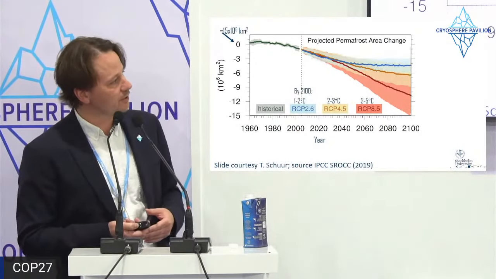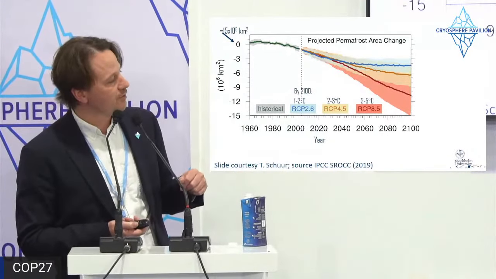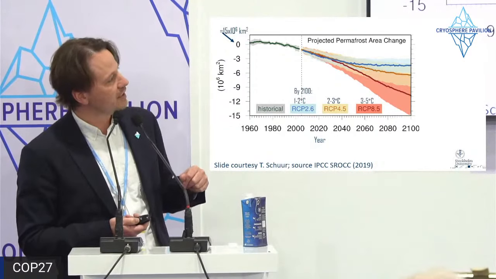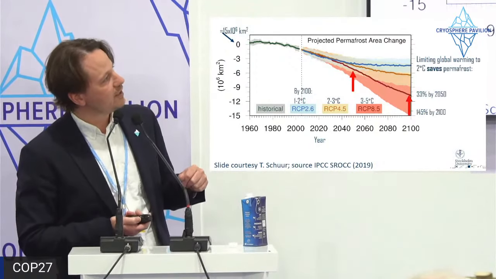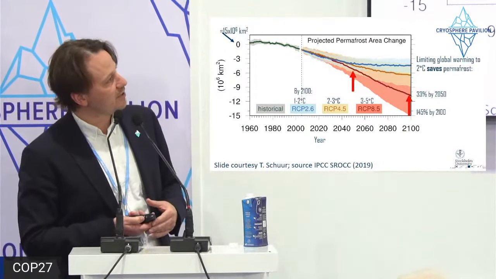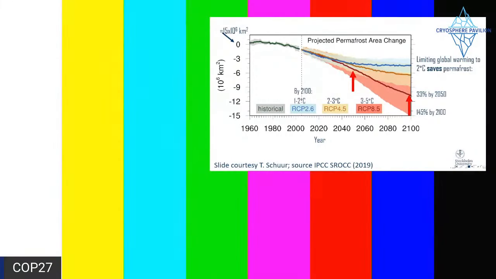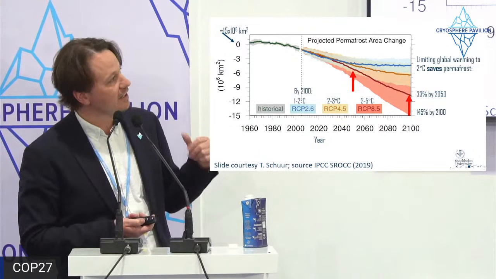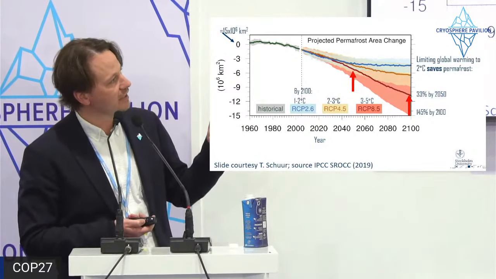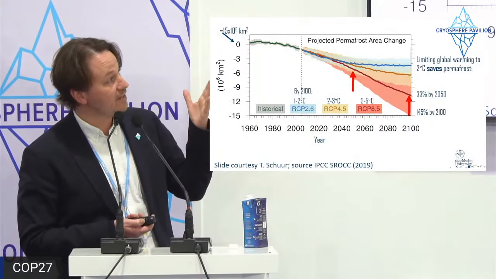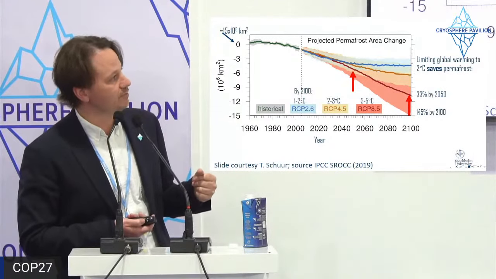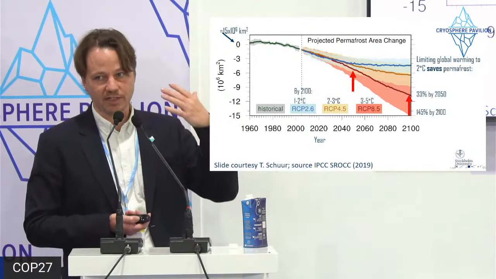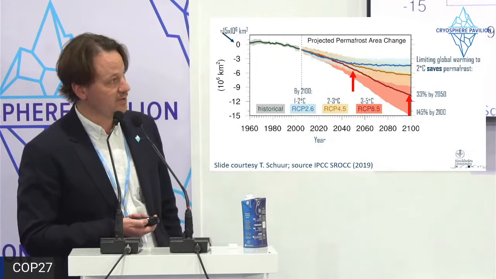And this is also a graph from the special report on the climate and on oceans and cryosphere, where we see basically the same thing. Projected permafrost area change in either of these scenarios does not really appear to have any threshold behavior, and we do also see that you save a lot of permafrost under the lower emission scenarios, which also has long-term implications of limiting the emissions from the permafrost system itself.